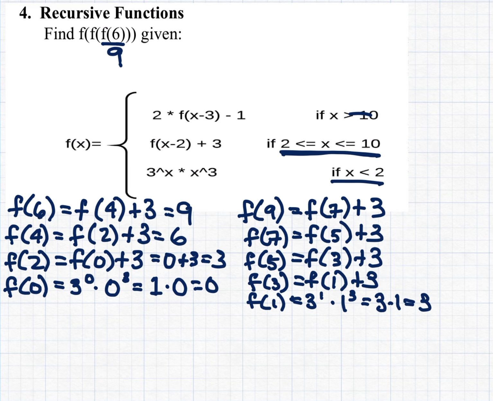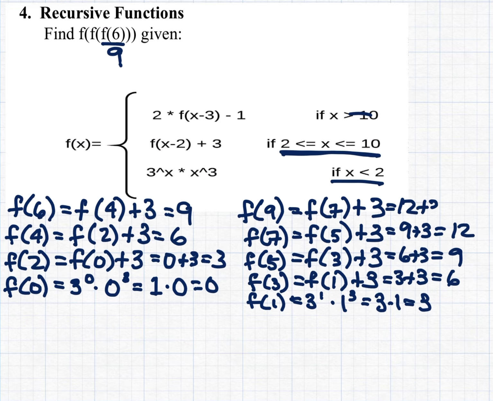And then we can recursively go back, and 3 plus 3 equals 6. 6 plus 3 equals 9. 9 plus 3 equals 12. And then 12 plus 3 equals 15. Okay, so that solves this part, which is 15.